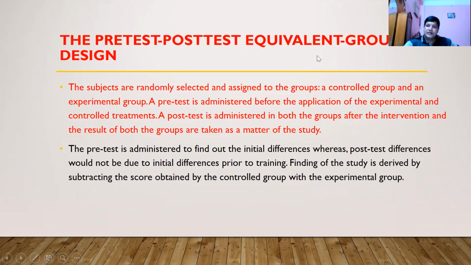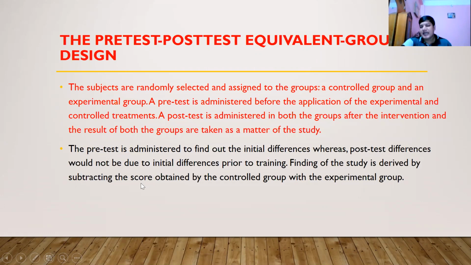And the third one is the pretest posttest equivalent group design. So it is the most perfect form of true experimental design because here we apply random sampling. The subjects are selected randomly, randomization pani huncha. The subjects are divided into control group and experimental group. 40 jana chan bhane 20 jana ko ratio ma rakhne, okay.